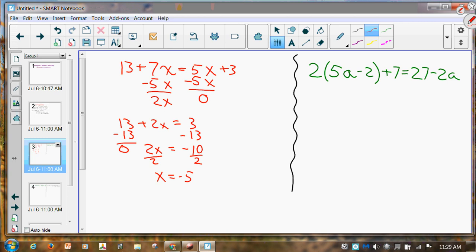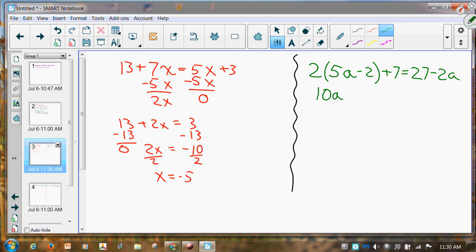Let's look at the second one over here. Now we have introduced parentheses into the problem, which adds one step of complication here, but not a particularly significant one. So let's see what we've got. We've got 2 times (5a minus 2) plus 7 equals 27 minus 2a. First thing we want to do, again, is follow the order of operations on each side. On the left side, we do have to distribute through the parentheses. So let's go ahead and do that. 2 times 5a gives me 10a.